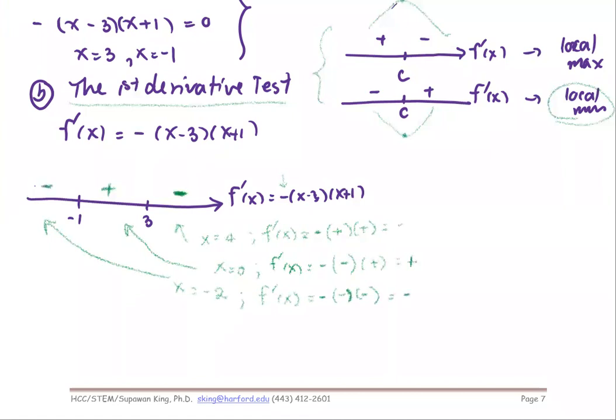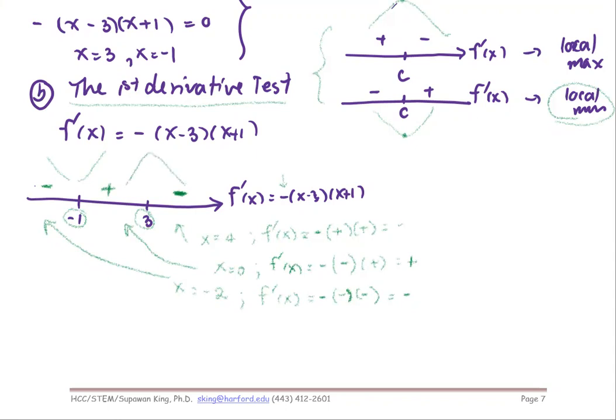Now, we complete the sign for each open interval within the real number line, and this part is called the sign analysis. And then we can see that at each critical value, at x equals negative 1, the sign changes from negative to positive. And at the point x equals 3, the sign changes from positive to negative.